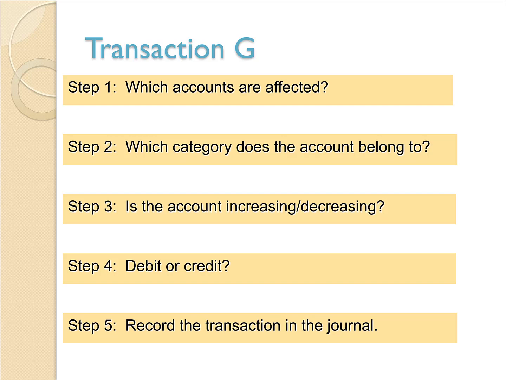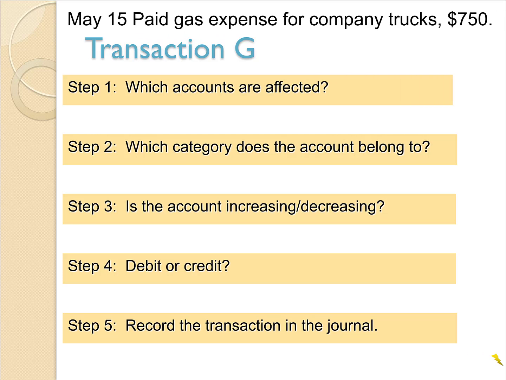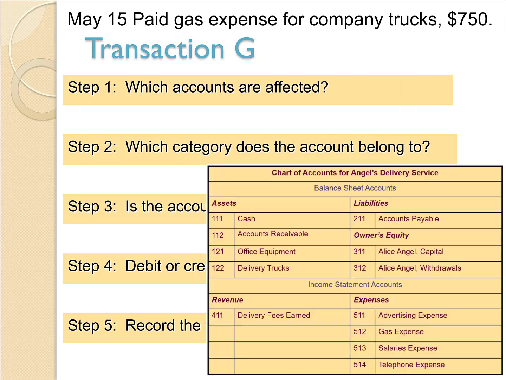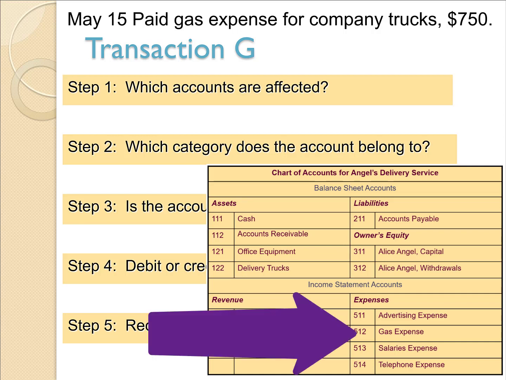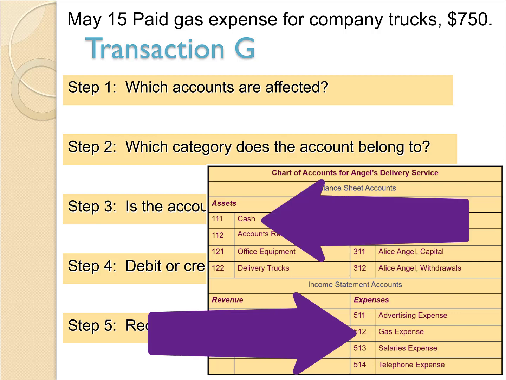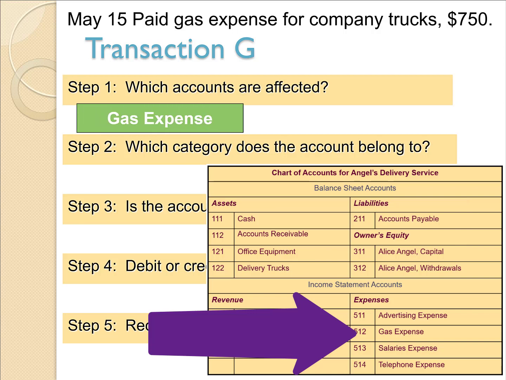Now we're ready for transaction G. On May 15th, the company paid for gas expense for the company truck, $750. So we bought some gas and we paid for it. Therefore, the two accounts that are affected are gas expense, and since we paid for it, cash. But let's start with gas expense.